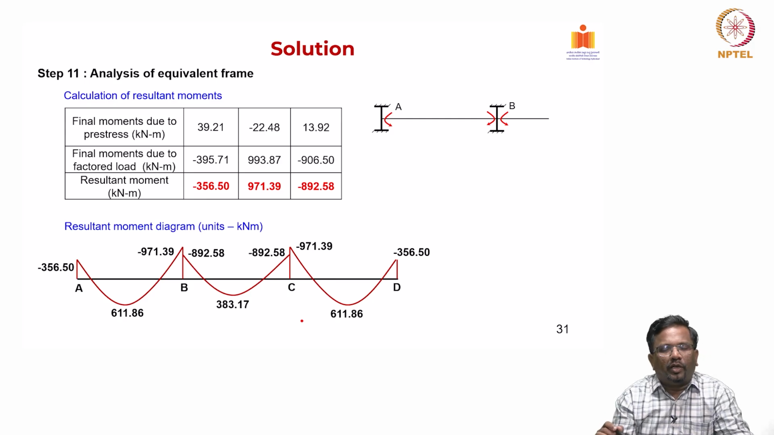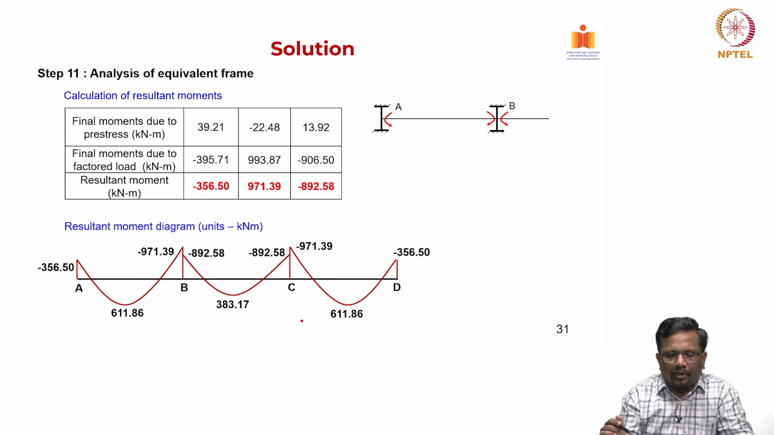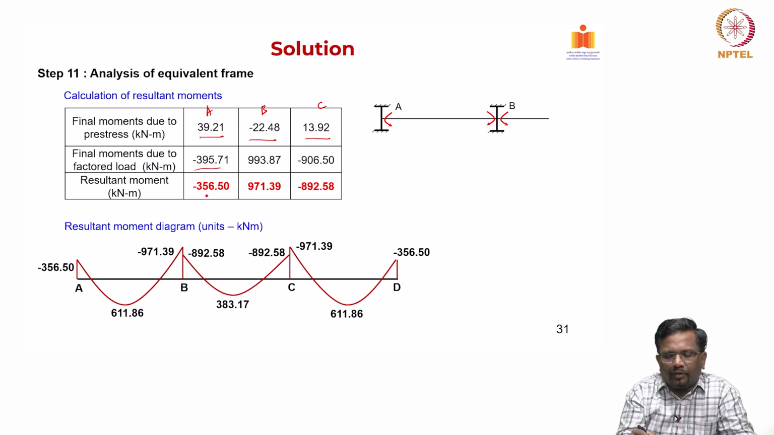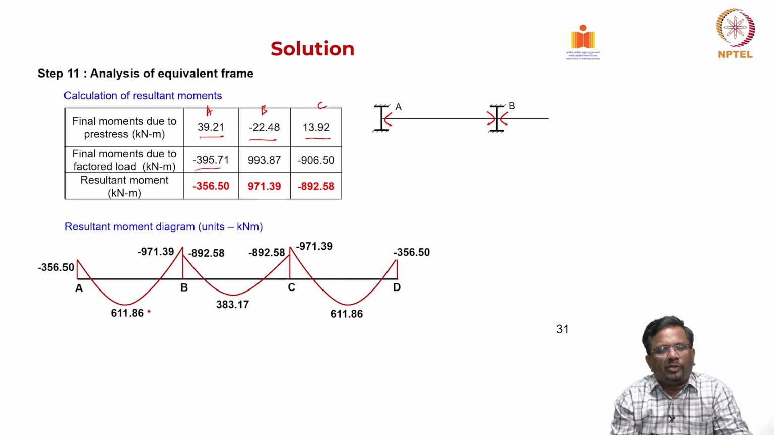So, now we got the analysis, right. So, let us look at the final moments due to pre-stress, which will be 39.21 plus negative 22.48 and then 13.92. Then final moments due to factored load is negative 395. So, this is at A, this is at B and this is at C, right. Then the resultant moment you add them up and you get these values. Now that we got these moments, you can apply the free body diagram and find out exactly how the distribution of the moments is, right.